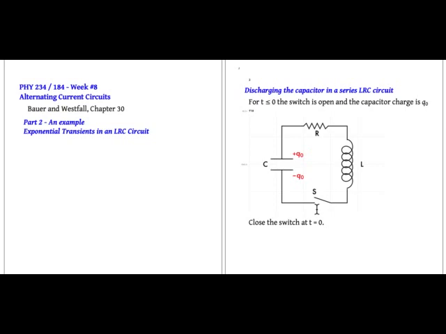What will happen? Well, now I have a continuous loop of conductor, and so current will flow. Current will flow through the resistor and the inductor. Now, of course, current can't flow through a capacitor because of the insulating layer, but it will change the charge on the capacitor.